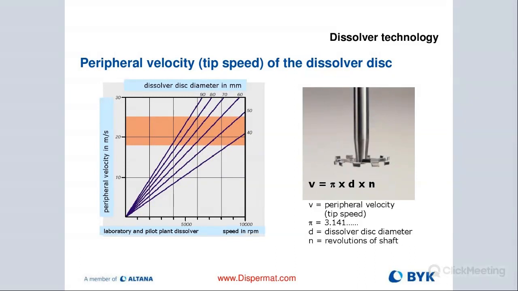which should be anywhere between 18 to 25 meters per second for pre-dispersion, or 10 to 16 meters per second when we are actually medium milling. That's a really good formula. On our higher end models like the AE or the CA, that is already calculated and shown on the display. On the lower end or medium models, that number has to be calculated.